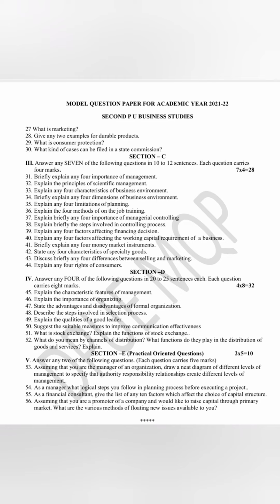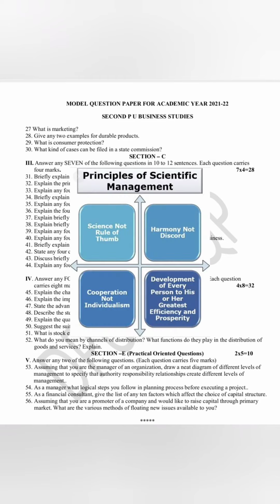Okay, now explain the principles of scientific management. These all are the principles of scientific management. Whatever you need to write, remember that it is not a one man show. Management is not something the manager alone does. It is all related to science, not only a rule of thumb. And harmony, not discord. All the tasks should be done with proper coordination and communication. It is all about cooperation.